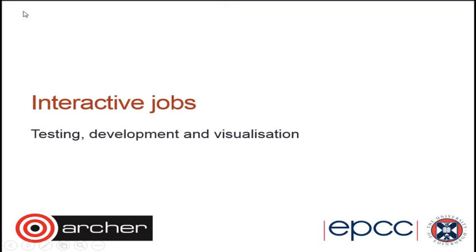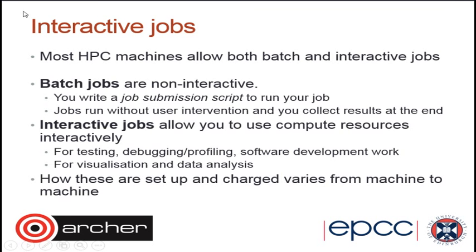So far I've talked about batch jobs, which you write a job submission script for, and then you submit that, go do your own thing, come back later, and it's done. Interactive jobs can also be very useful. They're used for testing, development, and visualization. Most HPC machines allow both batch and interactive jobs. Batch jobs, as I said, are not interactive. But interactive jobs are useful because you can just try things out and then immediately get feedback. How these are set up and charged varies from machine to machine.